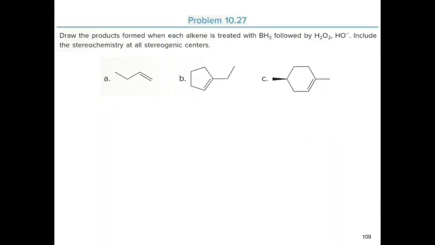Here's practice problem number 27. Draw the products formed when each alkene is treated with borane followed by basic solution of hydrogen peroxide. Include the stereochemistry at all stereogenic centers.